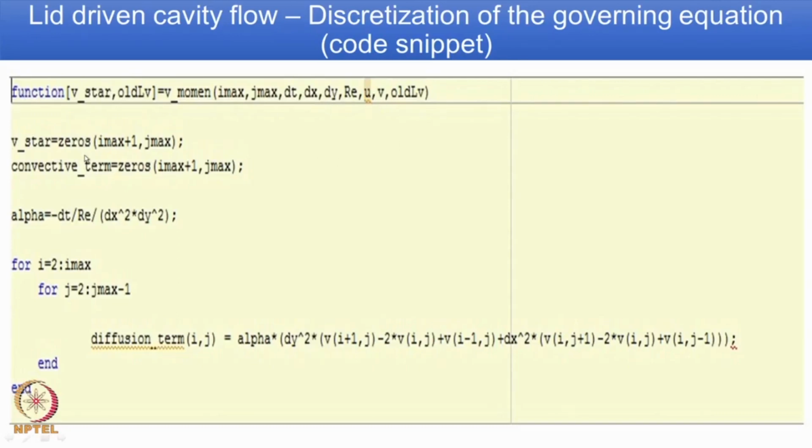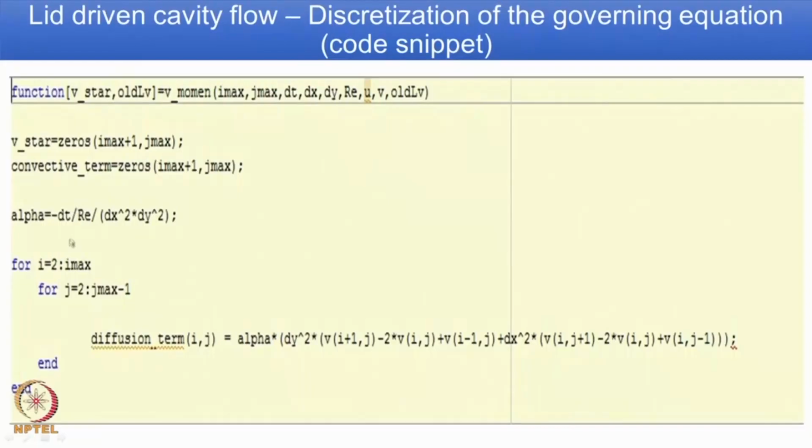So, V star you define as zeros of I max plus 1, j max, connected term zeros of I max plus 1, j max, and alpha is a new variable you define. If you can recall, we have the unsteady term on the left side. So, V star minus V n by delta t equals the convection term brought from the left side to the right side, and then we have a diffusion term. The diffusion term is dou squared V n by dou x squared plus dou squared V n by dou y squared.